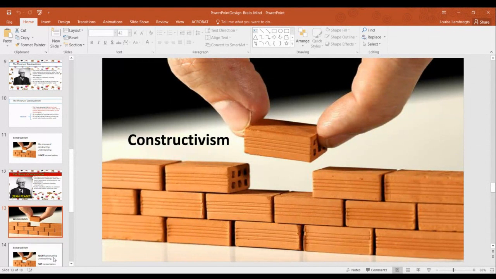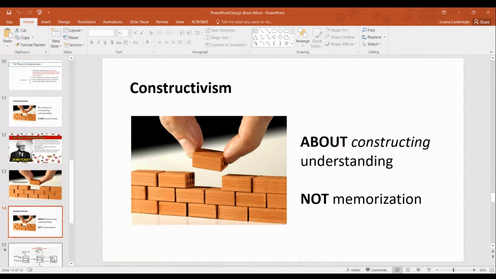Then the next slide could be something like this, where the term is repeated because it's important. Even the image is repeated, but now you've seen that image before, so you can go to the right and focus on the key ideas, which is what constructivism is. It's about constructing understanding, not memorization. So again, that's another possibility.